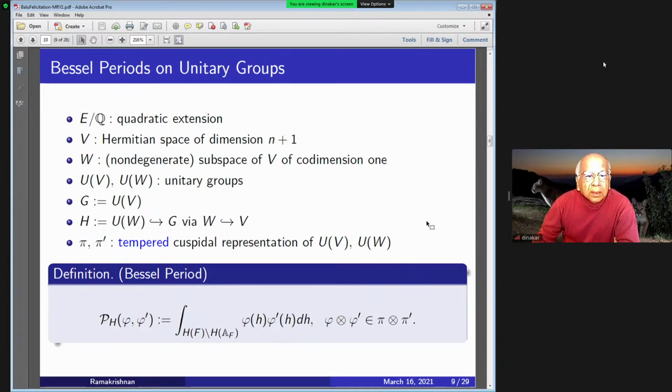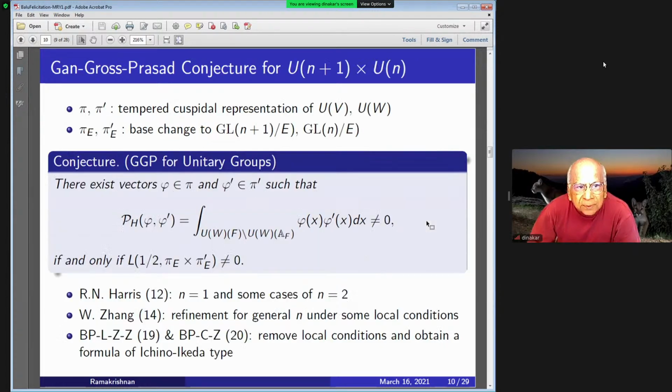Now, I also want to talk a little bit about the Gan-Gross-Prasad conjecture. By the way, after this, I'll pause for a moment to see if people have any questions before I start with the results. So now you have tempered cusp forms, meaning the Ramanujan conjecture holds, on U(V) and U(W) that we just talked about. And as I said, unitary groups become GL_n when you go up to the imaginary quadratic field.